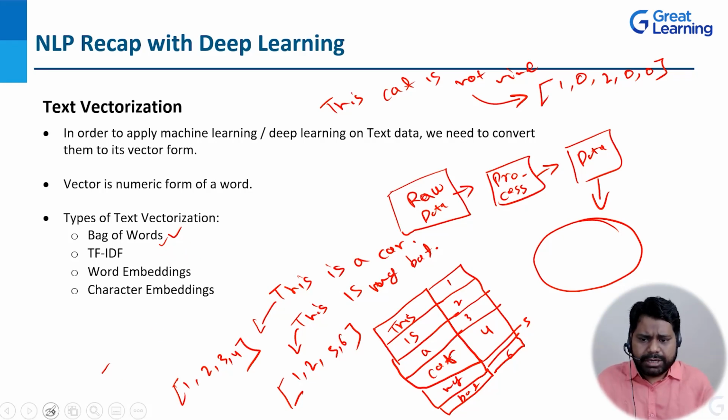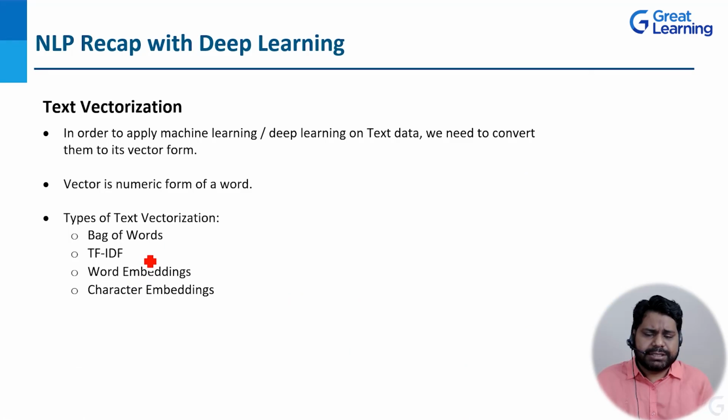Let me erase this. Now let's try to understand what TF-IDF is. TF-IDF stands for Term Frequency Inverse Document Frequency. In very crisp words, words present in the corpus that have a lower frequency of occurrence will get higher precedence or more weightage than those words whose frequency is higher in the corpus.